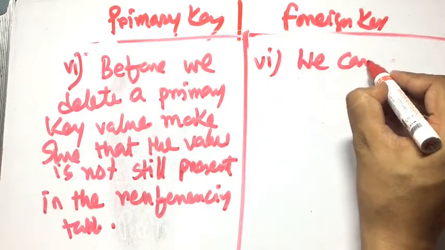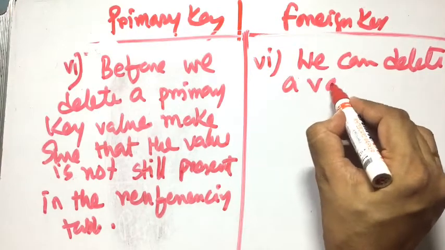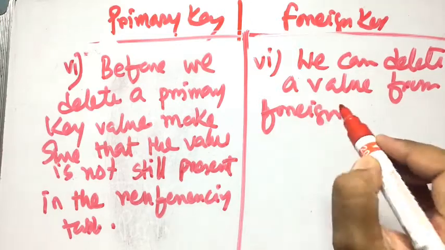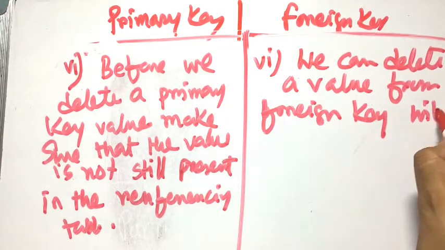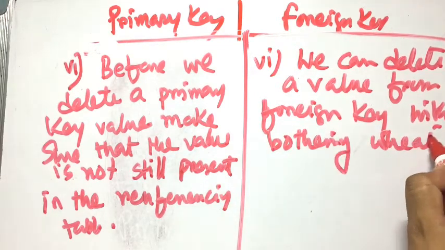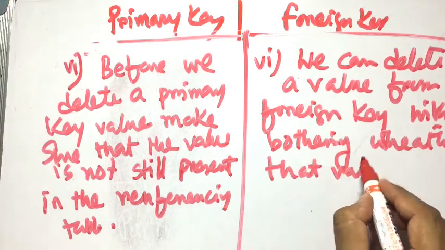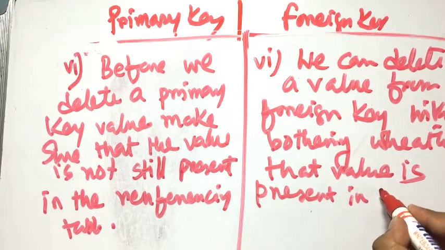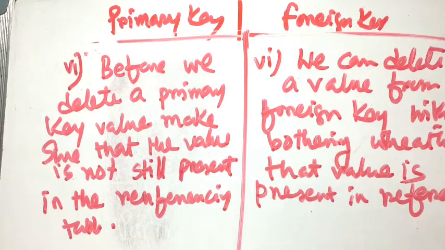We can delete a value from a foreign key without bothering whether that value is present in the referenced relation. So these 5 and 6 are a very interesting concept.